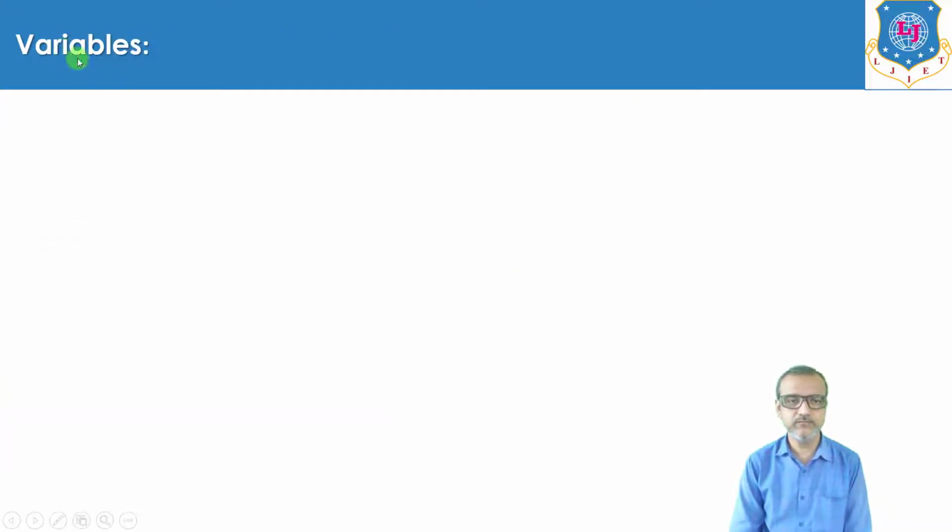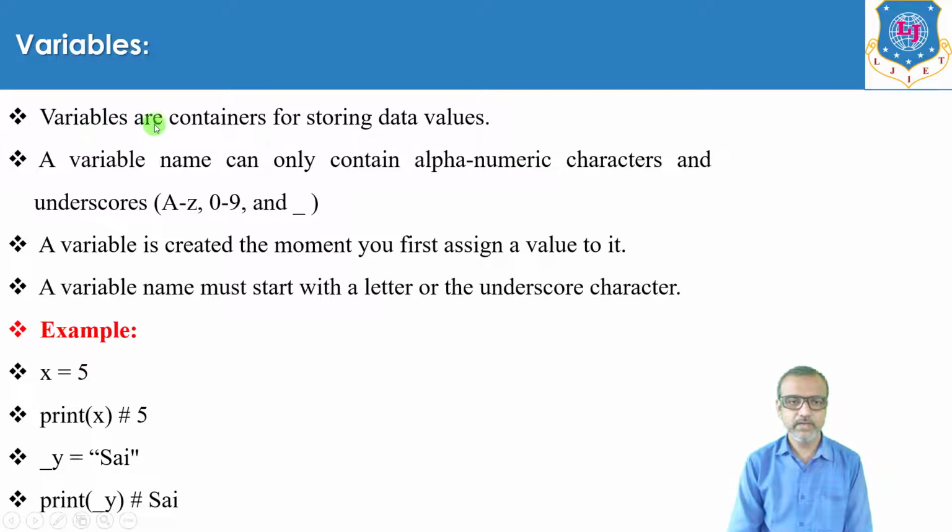Now we will see variables. Variables are containers for storing data values. A variable name can only contain alphanumeric characters and underscore. So these are alphanumeric characters, that is A to Z, these are digits, that is 0 to 9, and underscore. So a variable contains only alphanumerical characters, that is these ones, and the underscore character.